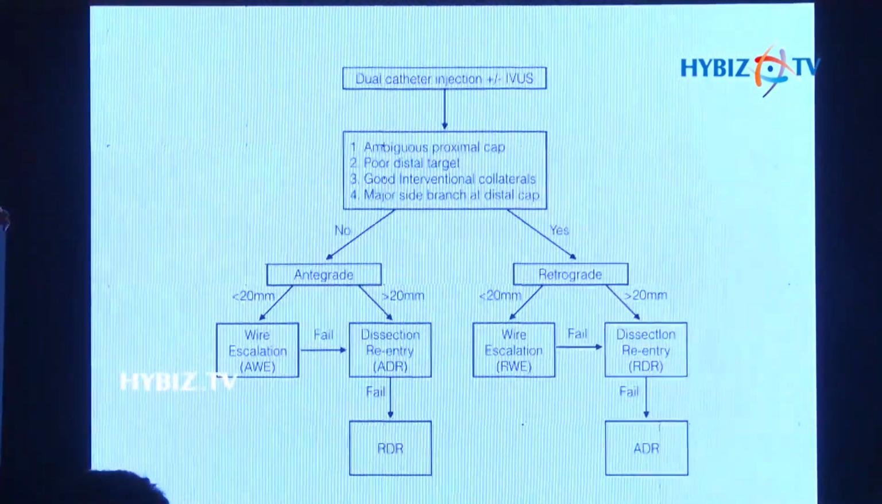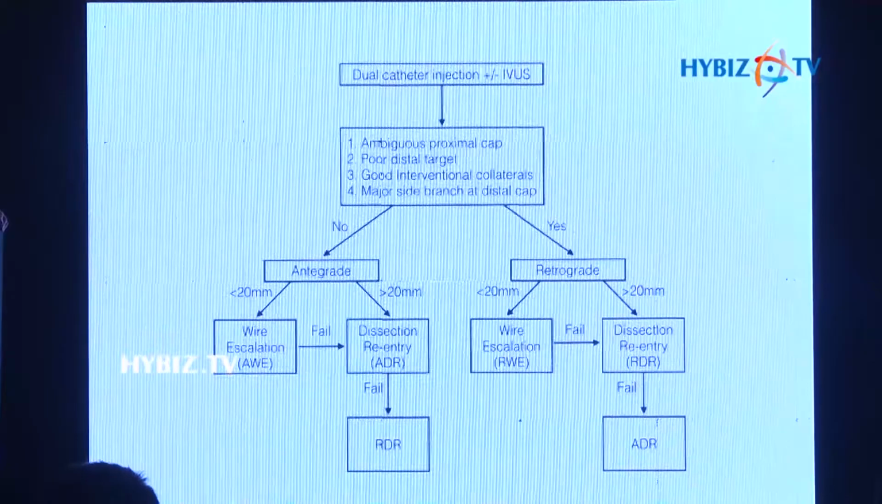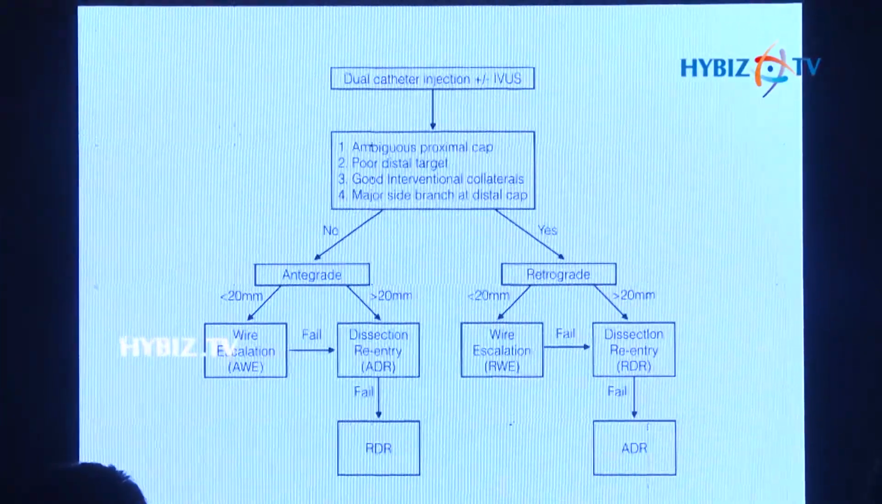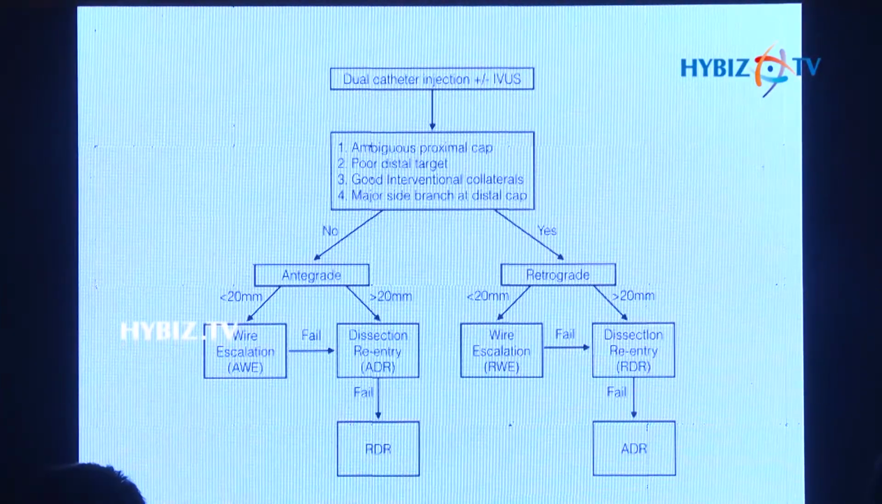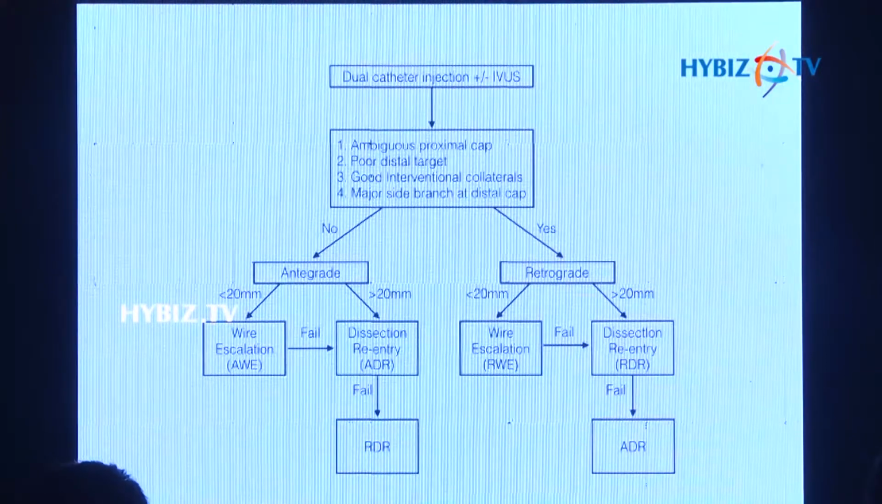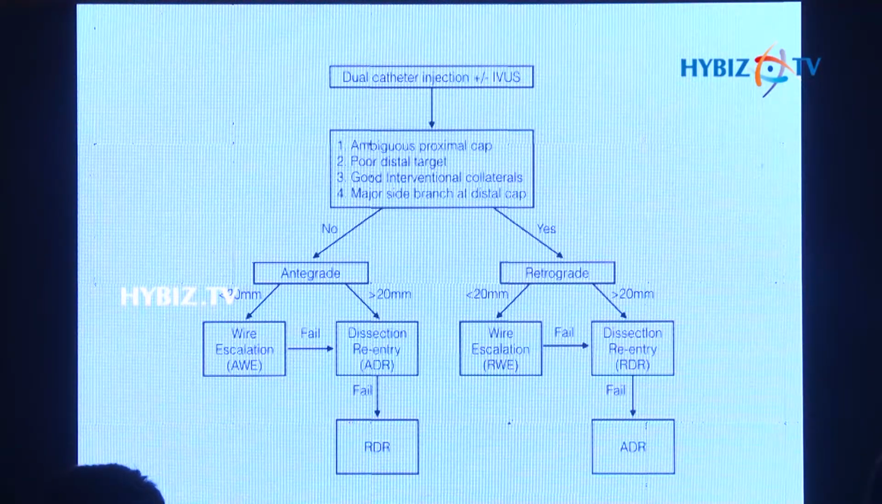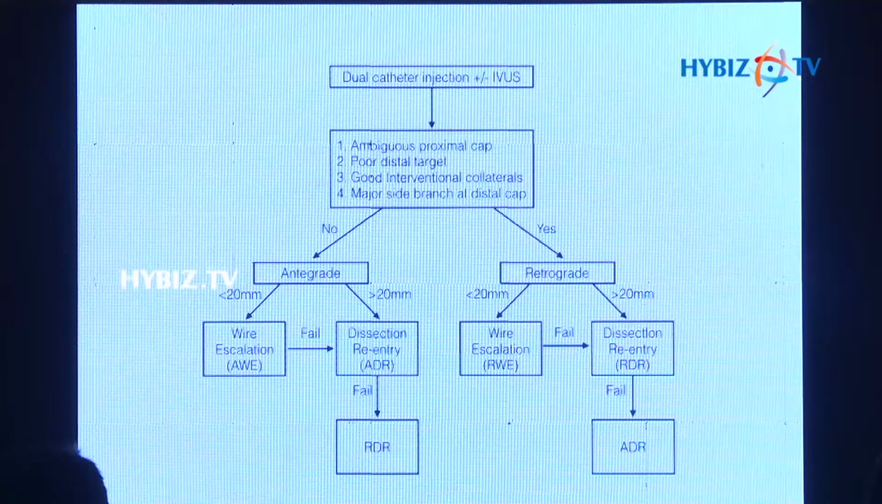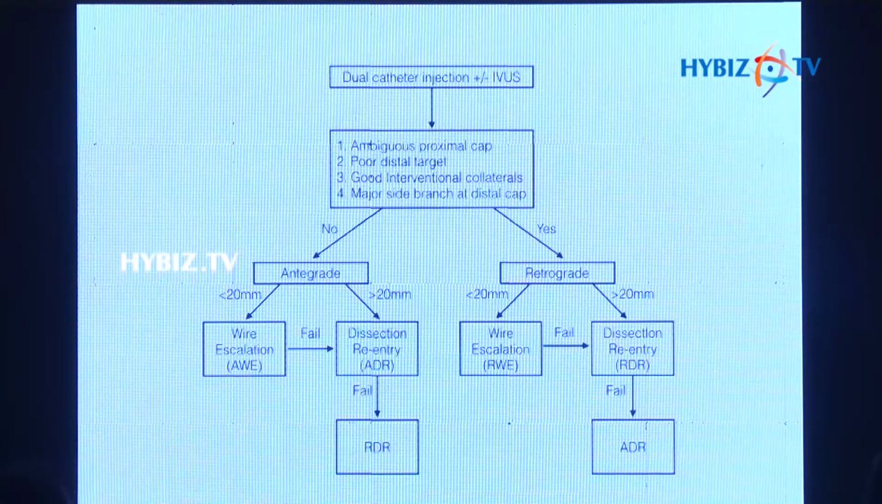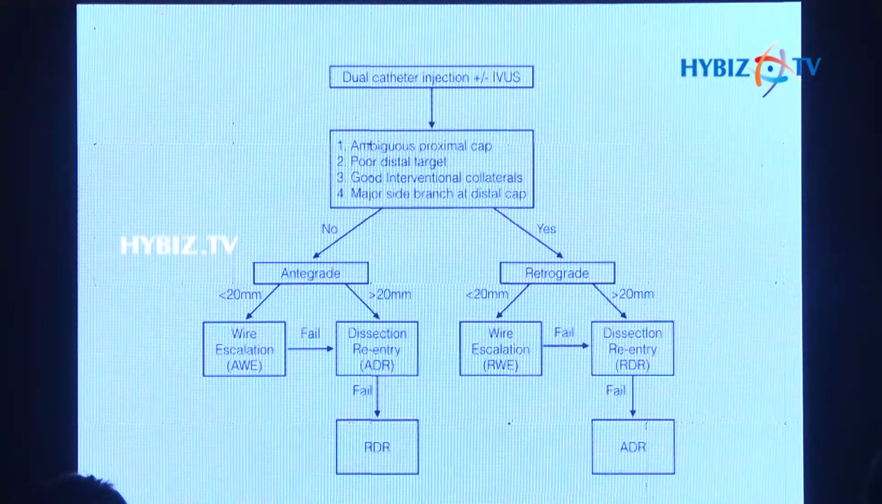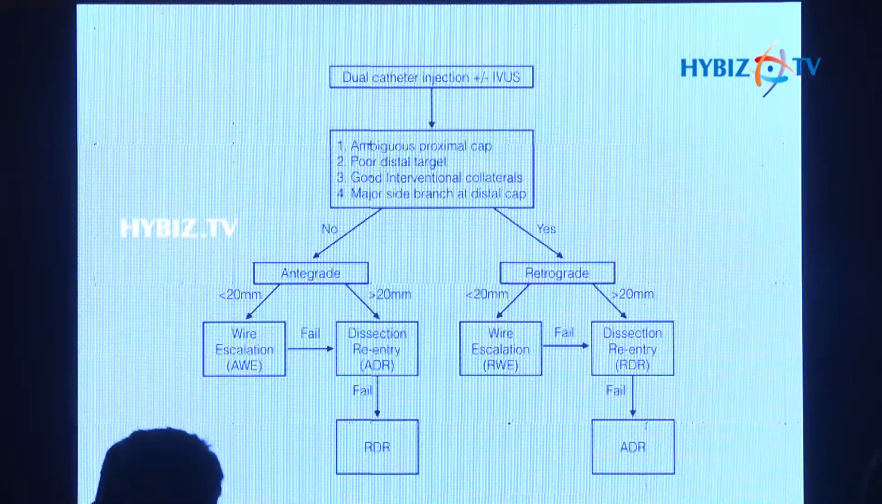This is the hybrid algorithm that I kept referring to. So what is it? Again, I'm not going to get into details, but in essence, get bilateral pictures, answer 4 questions, and then come up with your strategy. The 4 questions are: do you know where the cap is? How is the target? Are the collaterals gettable by you? And what's the length of the lesion, right?